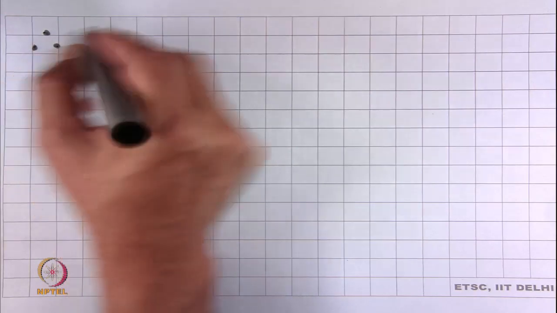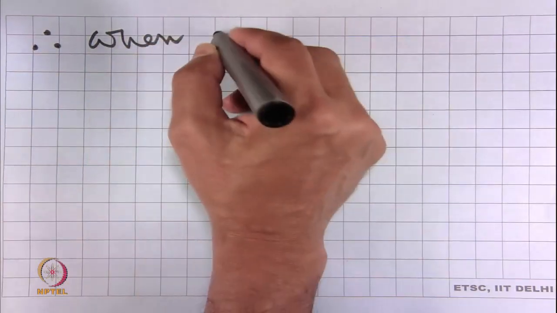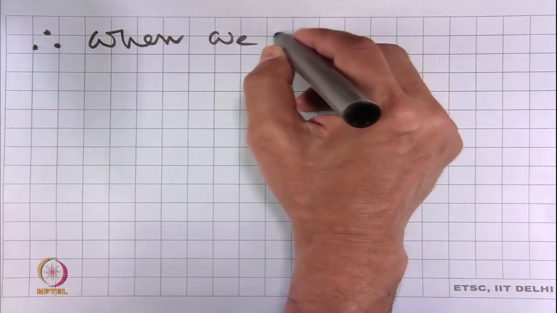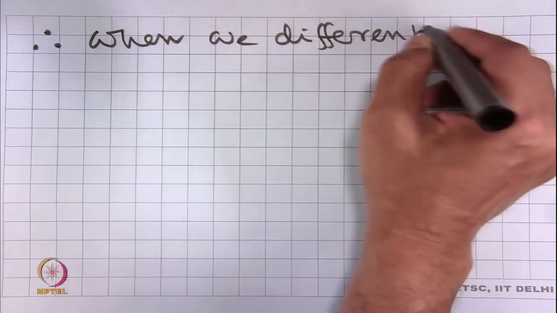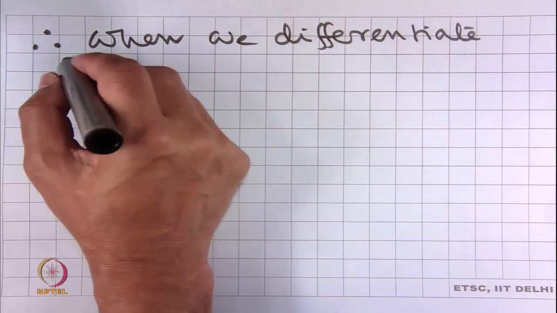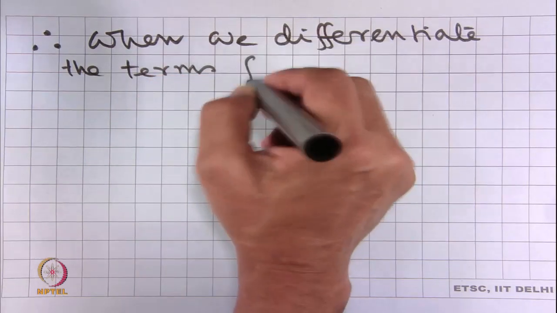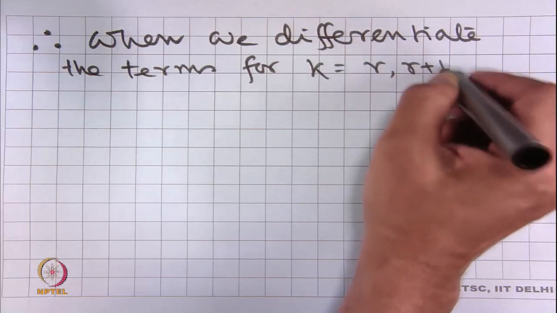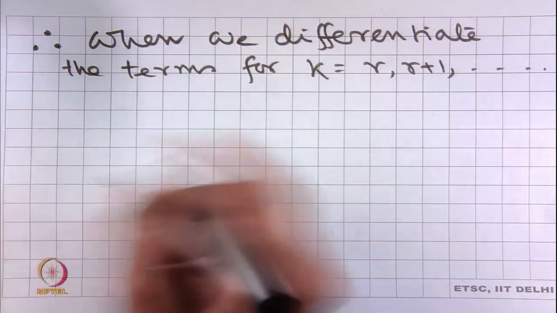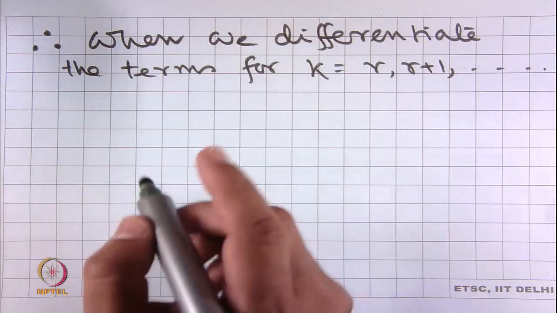Therefore, when we differentiate the terms for k is equal to r, r plus 1 up to the end, they will keep on cancelling each other.